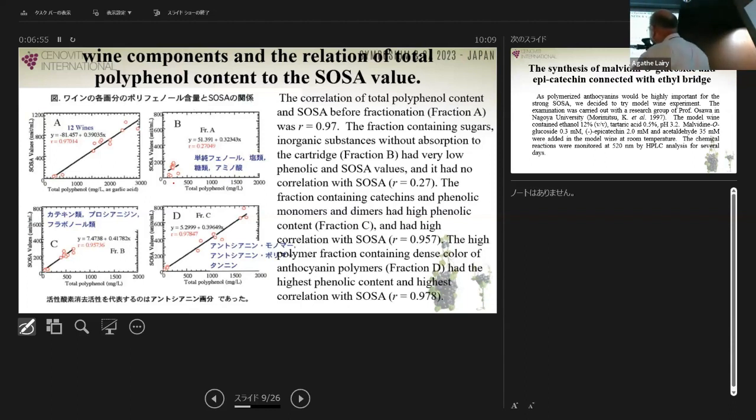Fraction B, containing sugars and inorganic substances not adsorbed to the cartridge, is very low, with no correlation with SOSA. Fraction C, containing catechins and phenolic monomers and dimers with high phenolic content, is very high, R 0.95736, but the slope is not so high. The last one, fraction D, the anthocyanin-related colored substances, is very high and strong, with the highest phenolic content and highest correlation with SOSA. So I thought anthocyanin is very important, but anthocyanin polymers and tannins are also very important.